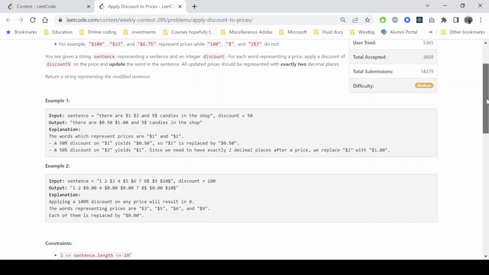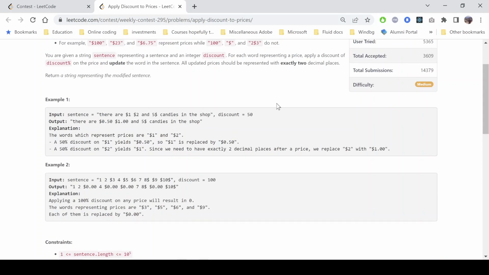Now let's try to understand it with the help of the given example. So this is the sentence and the discount is 50%. Now, if we look into the words, then 1 is a valid price. So we make 50% discount and it comes out to be 0.50. Now here 0.50 is because we need it to be represented with exactly two decimal places. So that's why 0.50, not 0.5.